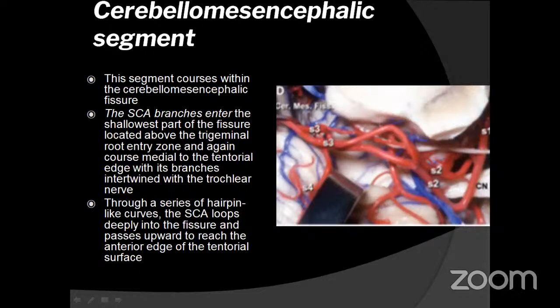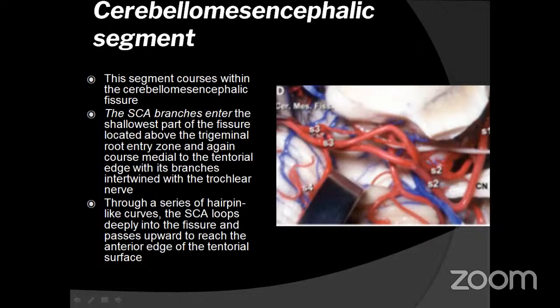So this segment courses within the cerebellomesencephalic fissure, which is shown here after retracting the cerebellum. The SCA branches enter the shallowest part of the fissure, located above the trigeminal nerve entry zone, and again course medial to the tentorial edge, and the branches intertwine with the trochlear nerve through a series of hairpin-like loops. The SCA loops deeply into the fissure and passes upward to reach the anterior edge of the tentorial surface.